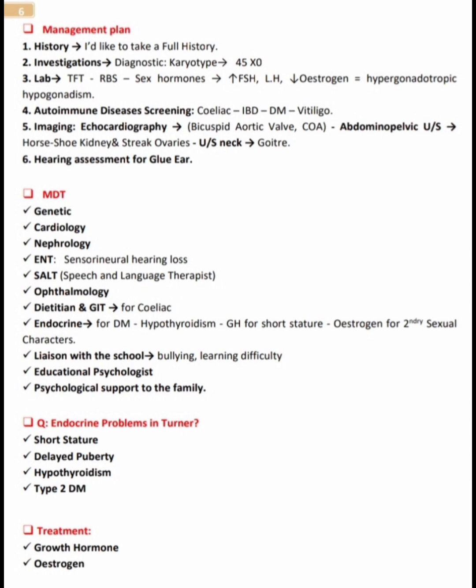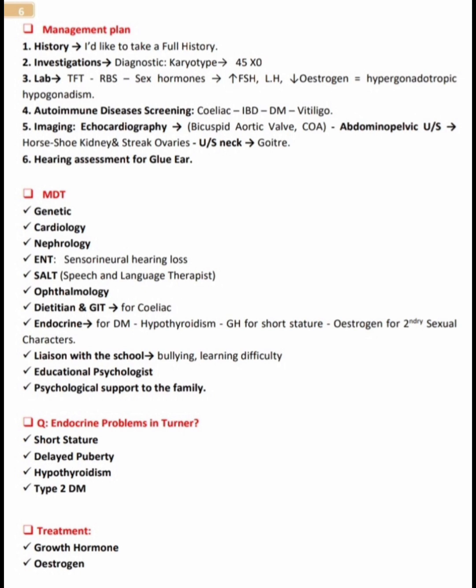Now, what is the multidisciplinary team we involve? These are genetics, cardiology, nephrology, ENT because sensorineural hearing loss is present, SALT, that is speech and language therapist, ophthalmology, dietitian and GIT for celiac, endocrine for diabetes mellitus, hypothyroidism, growth hormone for short stature, estrogen for secondary sexual characters, liaison with the school for bullying and learning difficulty, and educational psychologist and psychological support to the family. Next question, what are the endocrine problems associated with Turner syndrome?